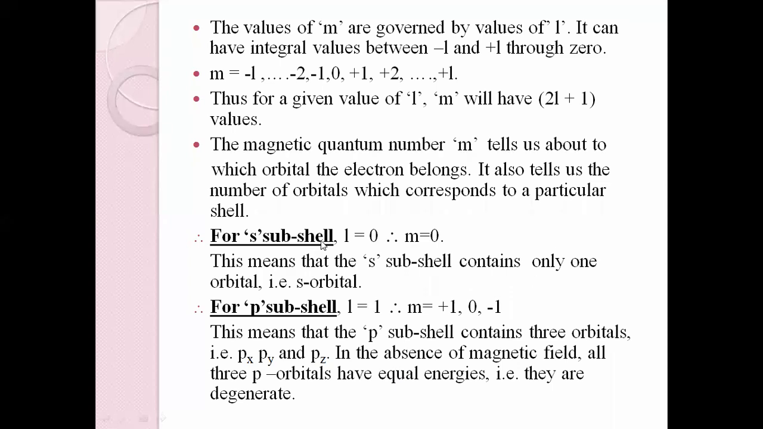So the p subshell has l equal to 1. Therefore, there are 3 integral values. What are these 3 integral values? +1, 0, and -1. That is the px, py, and pz orbitals, ma'am.